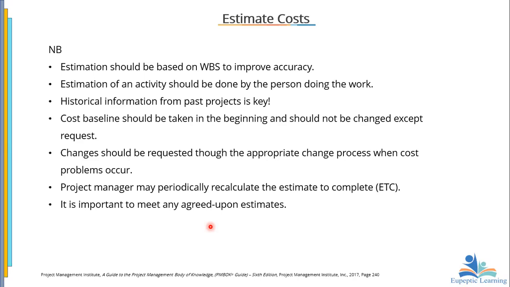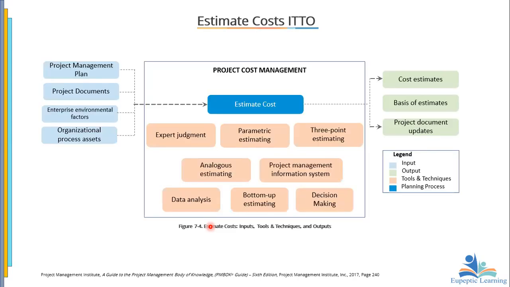Now, it is also important to meet any agreed upon estimate. What are the tools and techniques, and then the inputs and the outputs? So if we're going to estimate cost, we need, first of all, the project management plan, the project documents, organizational process assets, and then enterprise environmental factors. All these are inputs to cost estimation.